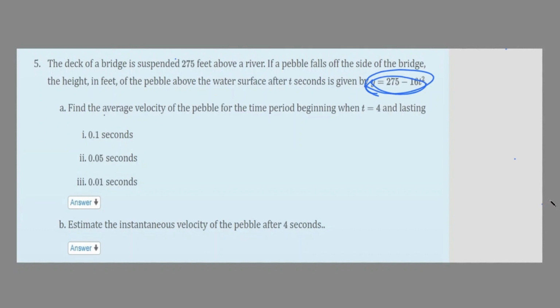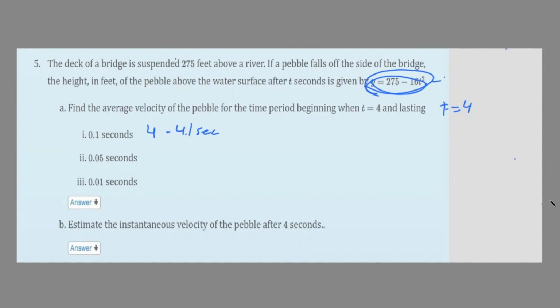A is find the average velocity of the pebble over a time period beginning at t equals 4. So for this question, t equals 4 is kind of like our base point. It's what we're gonna base everything around. So we need to find the average velocity from 4 seconds to 4.1 seconds. This is the position equation.